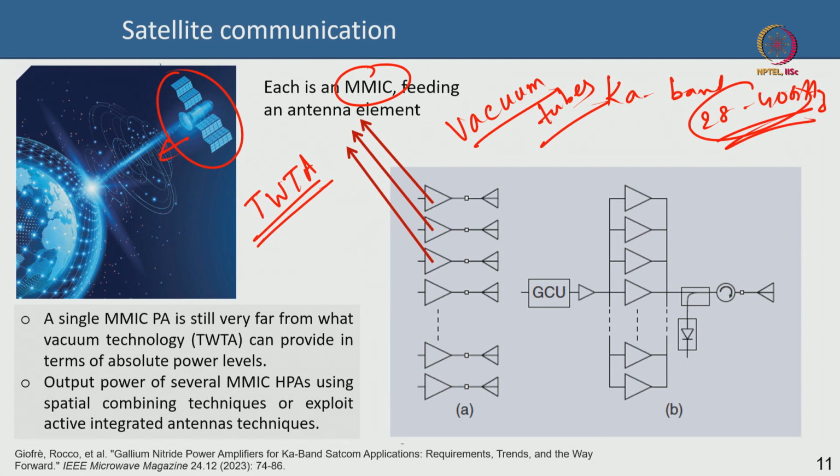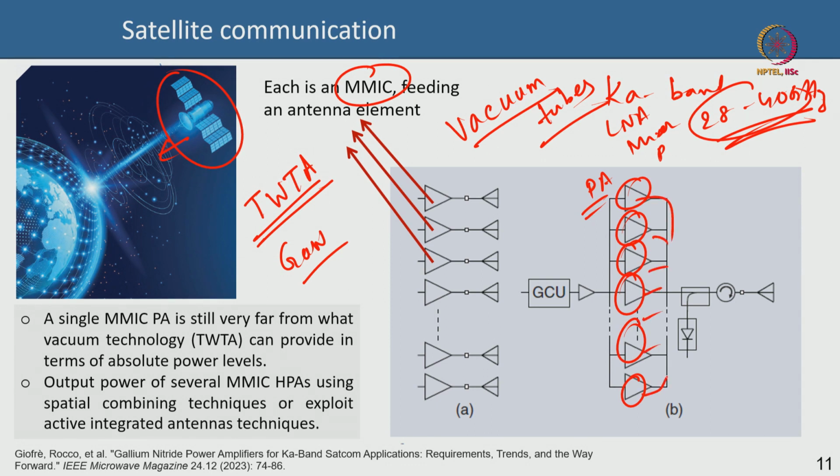So MMICs are used and people are trying to push how much you can go with MMICs, semiconductor device technologies. Again, the question is what kind of device. This is very high power, so it has to be mostly gallium nitride. People use different techniques. MMIC can be used for LNA, low noise amplifier, for a mixer, for anything, but here I am talking about MMIC PA, power amplifier. So I can combine the power of many power amplifier MMICs and send it to the antenna. This is one technique.